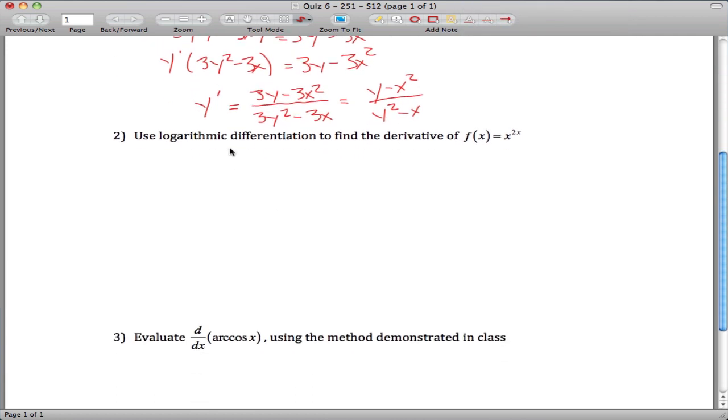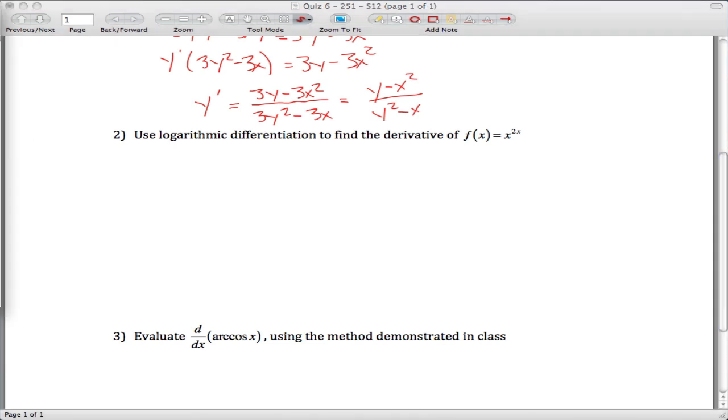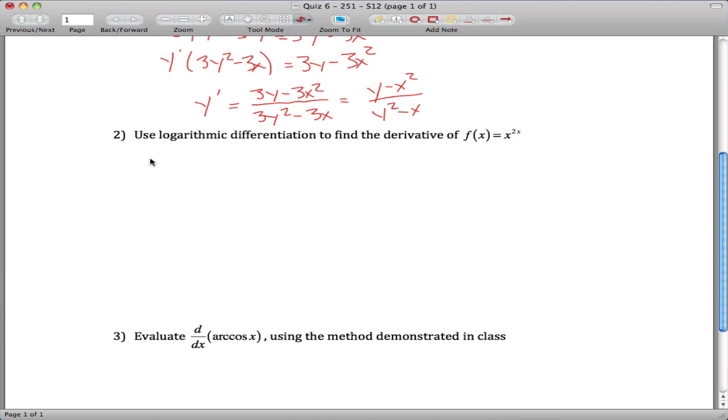Second one here, we're asked to use logarithmic differentiation to find the derivative of this mess. So instead of f of x, I'll write y equals x to the 2x. Logarithmic differentiation, there's a big hint that you have to take the log of both sides, because otherwise there's no way to take the log, or to take the derivative of x raised up to the 2x power.